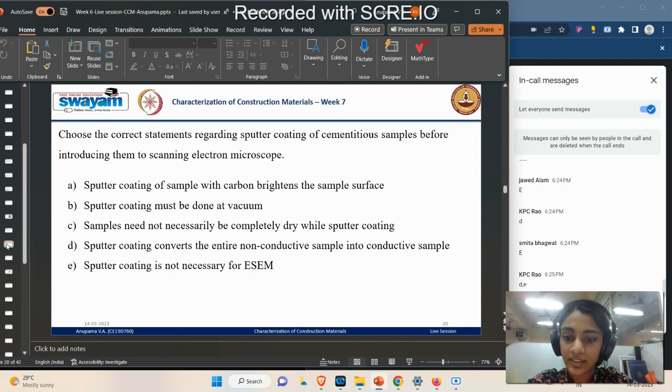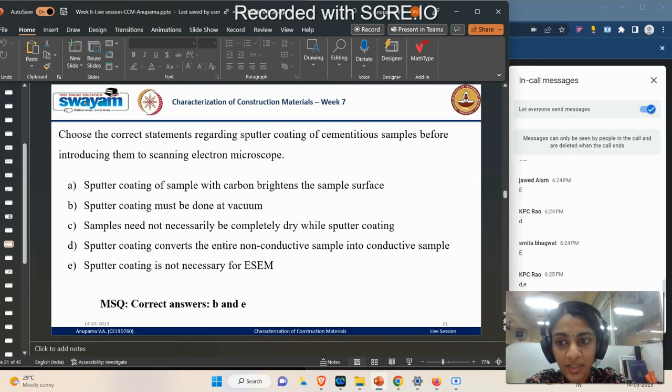So the correct answer is options B and E. See, what happens to D? Sputter coating converts the entire non-conductive sample into conductive sample is a wrong statement, because we are just coating it and we are not converting anything, not the entire sample into conductive at least. We are just making the surface conductive. So option D is wrong.